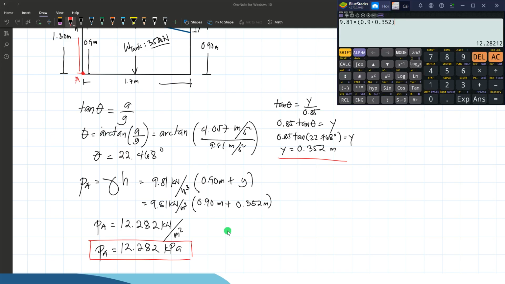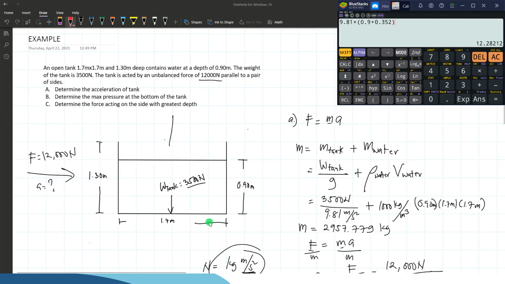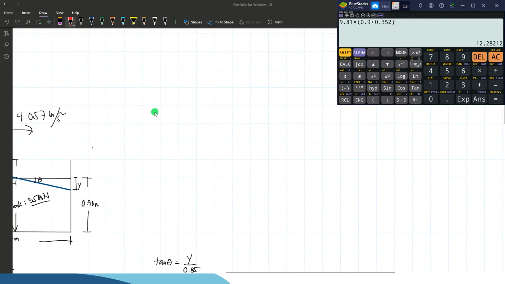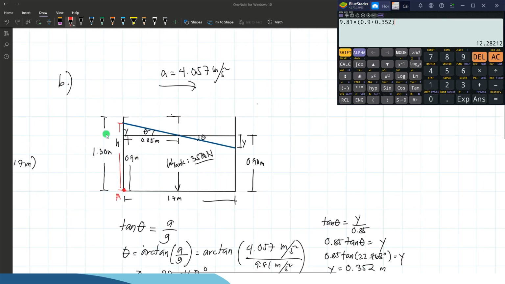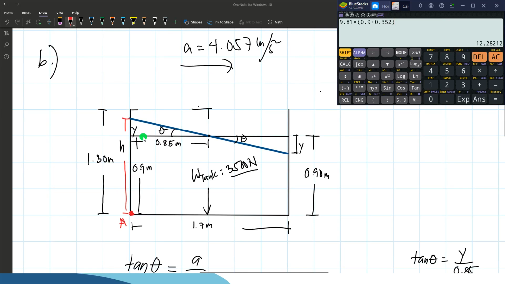Okay. For letter C, determine the force acting on the side with greatest depth. So again, when the vessel is in motion, the side with the greatest depth is this side here, the left side.